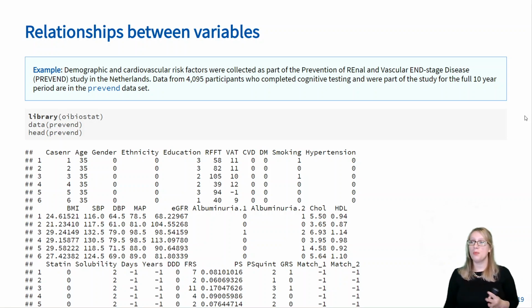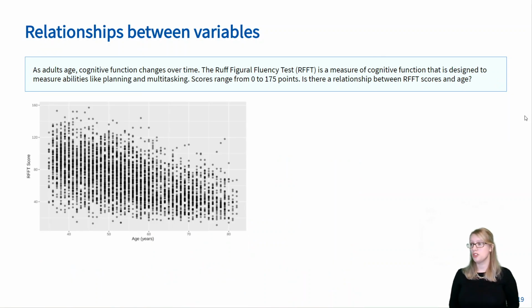So we'll start with an example from a data set called the PREVENT data set. So we have data on demographic and cardiovascular risk factors. These were collected as part of the prevention of renal and vascular end-stage disease. So this data comes to us from the Netherlands. It's over a 10-year period, so we have a lot of data available here. We have information on variables such as the age at the beginning of the study, the gender, ethnicity, attained education level, a variable called RFFT, which we will come to shortly, and then various other health and demographic measures.